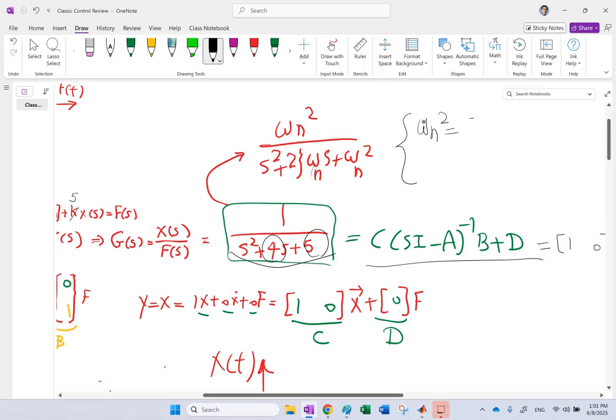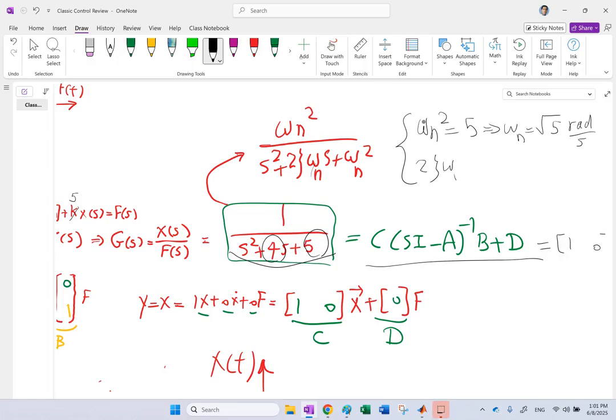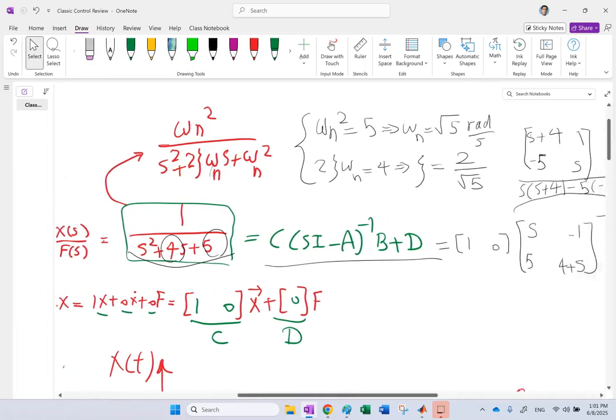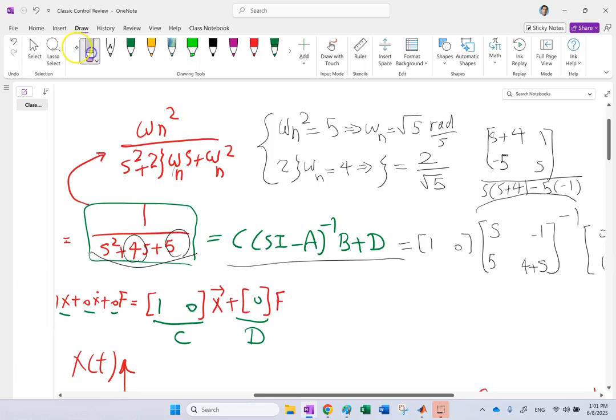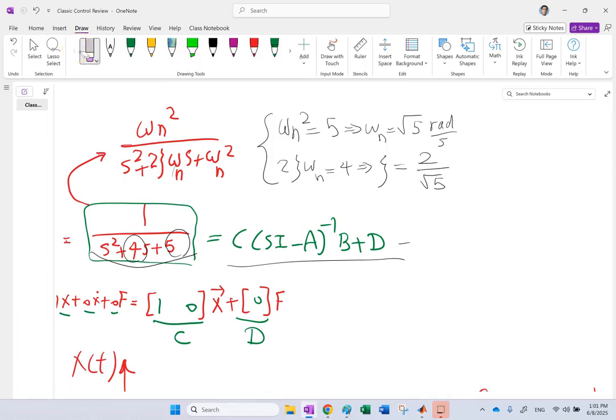So from here, you can see that omega n is square root 5 radians per second. And as I said, 2 zeta omega n is 4. Therefore, zeta is going to be 2 over square root 5, right? And clearly this number is less than 1, and it should be because the response is an underdamped response. And of course, zeta has basically no units.